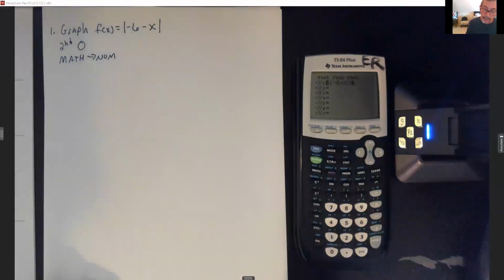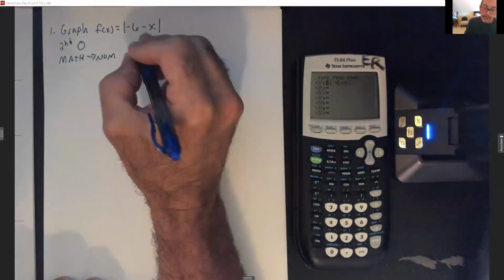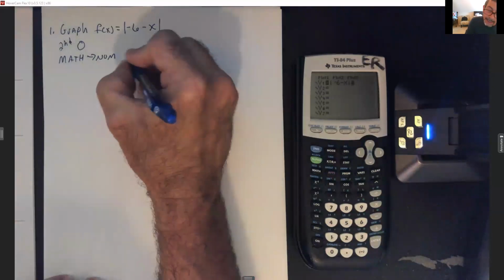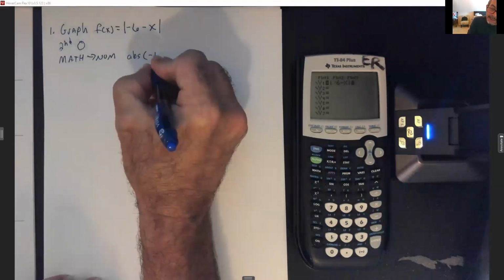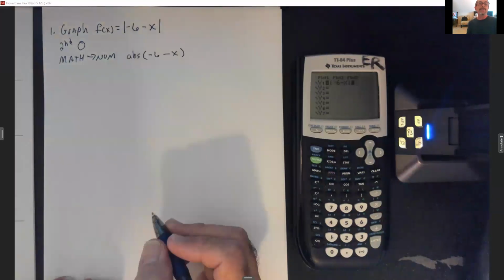All right, on older calculators, when you do the absolute value, it's going to give you parentheses. It'll say ABS with parentheses. You'll put the -6 minus x and then shut your parentheses on the older ones.